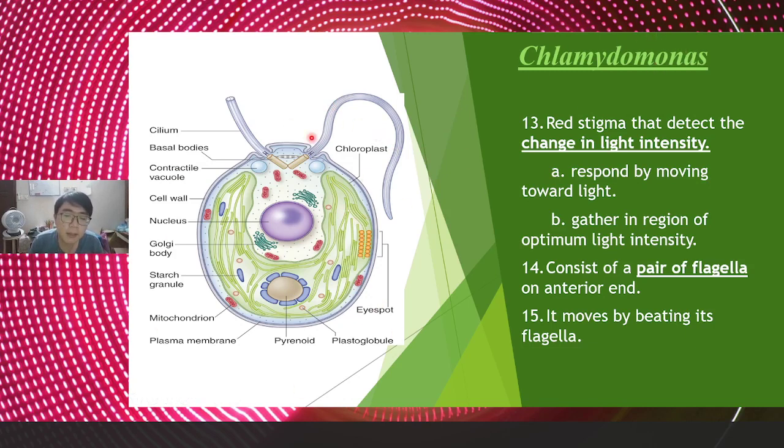Chlamydomonas. So yang paling penting awak kena tahu organelles dia. Yang paling penting dia chloroplast dia, cup shape, is very big. It contains pyrenoid for starch formation and the carbon dioxide fixing enzyme, and also it has a red stigma that detects the change in light intensity and responds by moving toward the light. So if it has light, it will move to it. It will move toward the light intensity. And then it also contains a pair of flagella at the anterior end. So if they beat together, they will move. Okay, so these are the characteristics of Chlamydomonas.